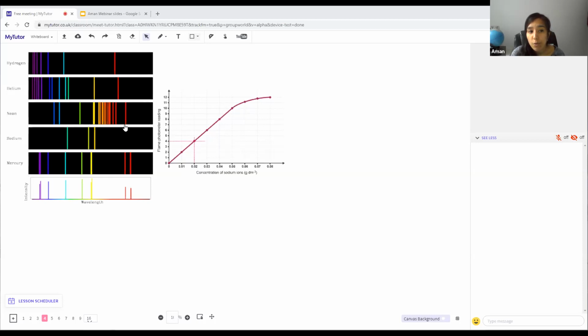What if we got a photometer reading of 8? What would be the concentration of the sodium ions?